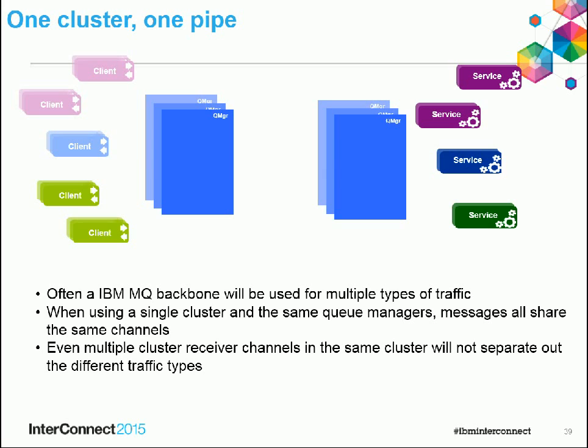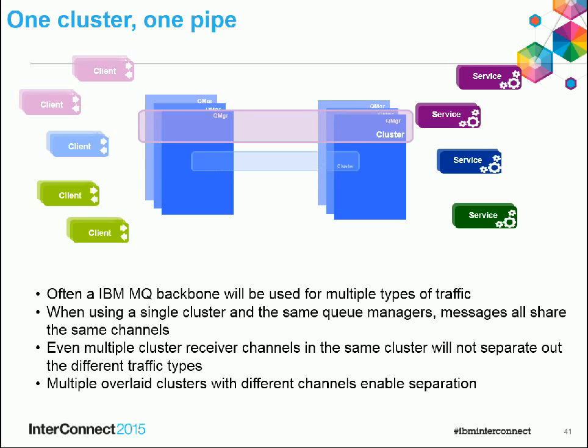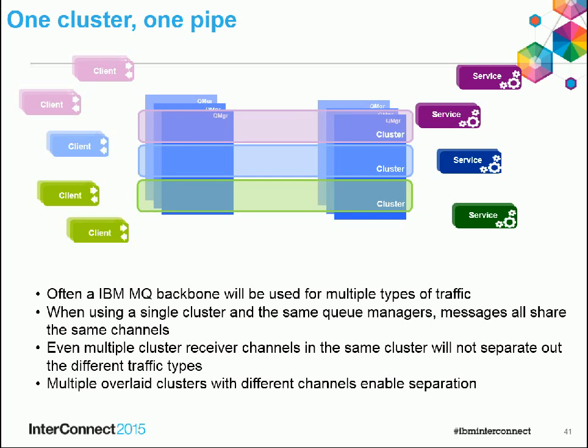One way is to, instead of having one cluster that all these queue managers are a member of, define multiple clusters. So we've got 3 clusters defined here. Each of the queue managers is in all 3 of those clusters. Any one queue manager can be in as many clusters as it wants. You just have to define the different channels to say which clusters they're a member of. So now you're in multiple clusters.